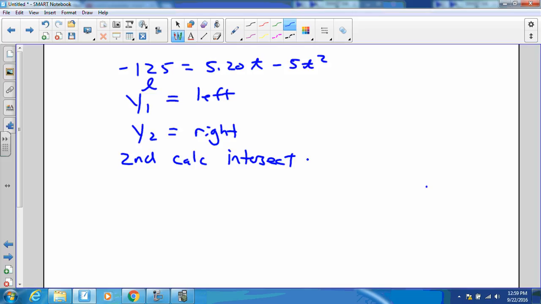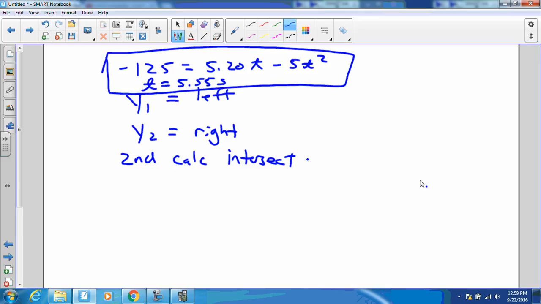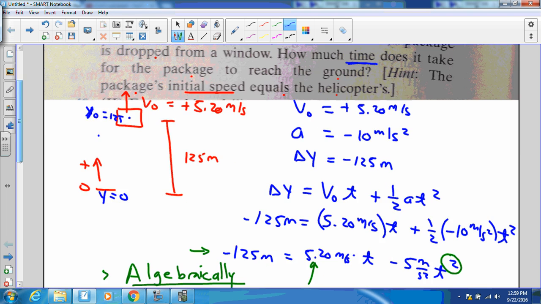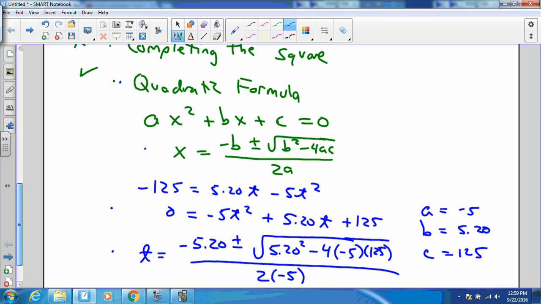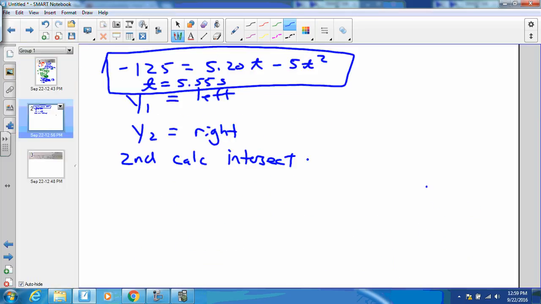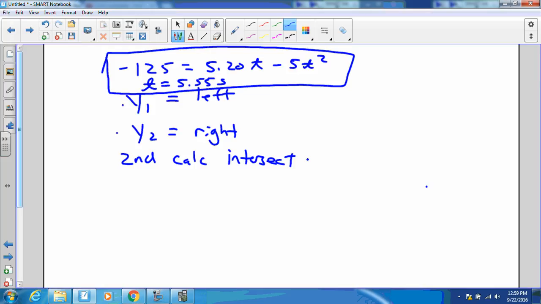All that you have to show on your page would be the equation and the solution. No other algebra is needed. So I hope this is helpful to you. This gives you two good options for solving. Algebraically, if you really want to do it, I recommend the quadratic formula. And graphically, if you want to do it, y1 equals the left side, y2 equals the right side, second calc intersect.